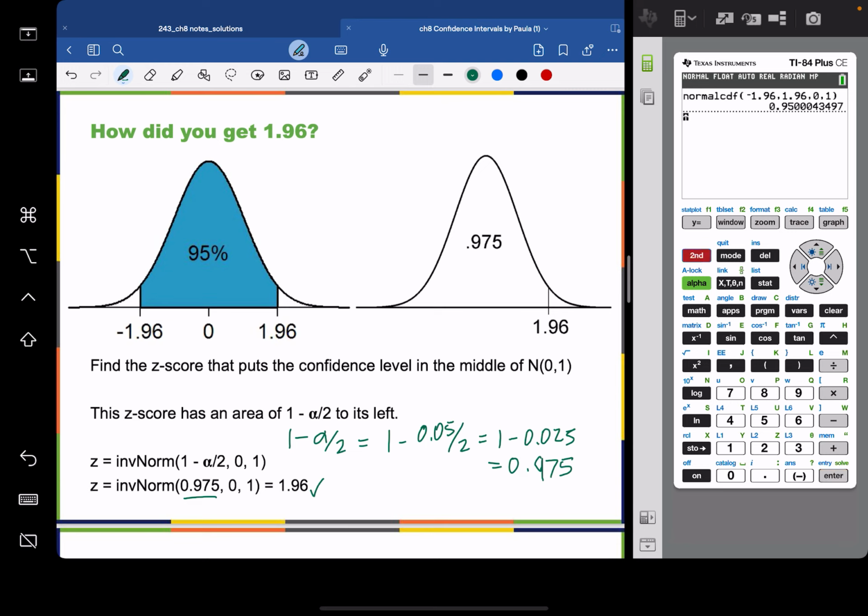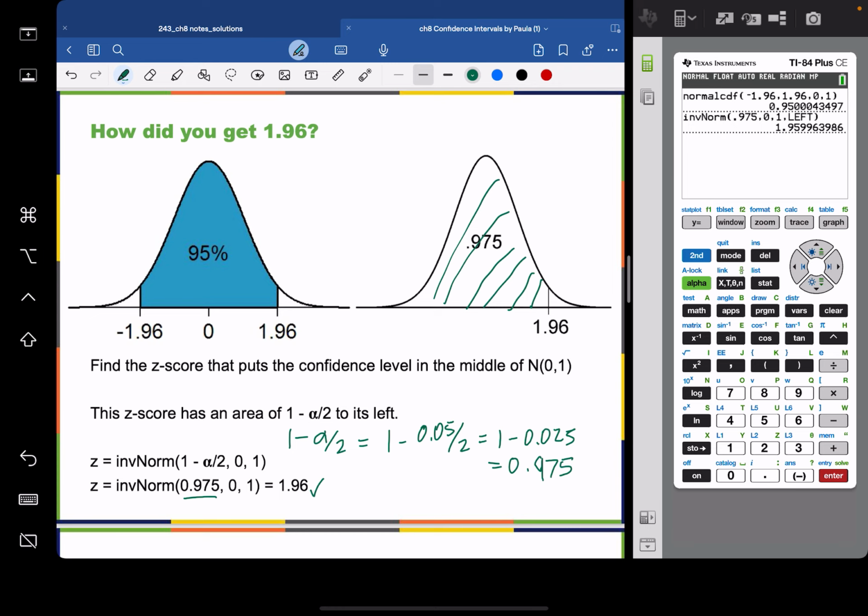So I'll walk you through that. Second distribution, inverse normal, 0.975, 0 and 1. The 0.975 is the area to the left. So we're saying what z-score has 0.975 area to the left of it. Enter, enter, and there's our 1.96 z-score.